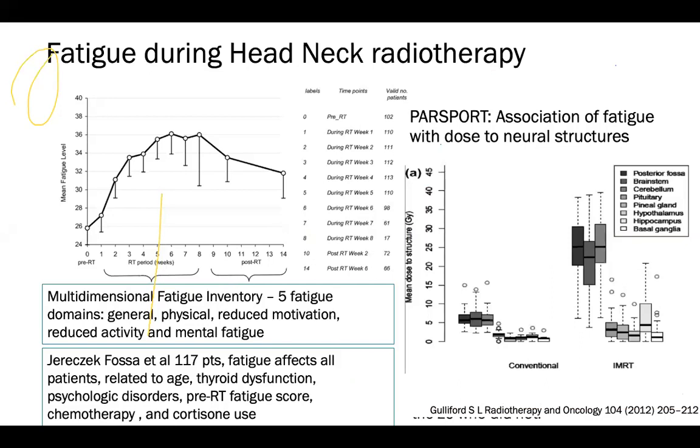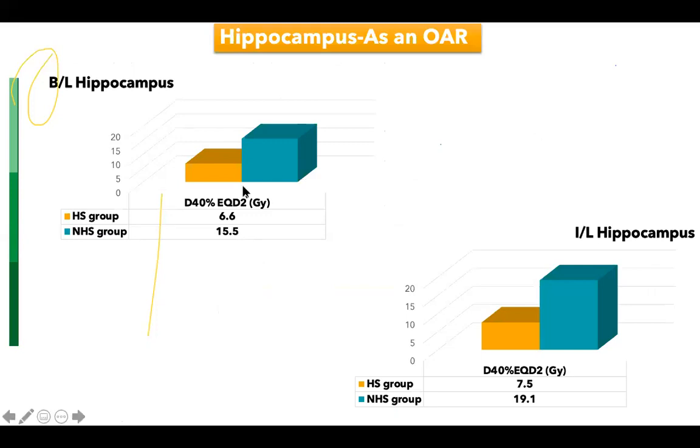We shouldn't just settle for a 45 gray is there, so that's good, or brainstem, cerebellum, it's all right if we are not going beyond 54. No, I think there has to be an effort on our part to reduce the dose to these neural structures also. And of course, it's very important to look at the hippocampus.